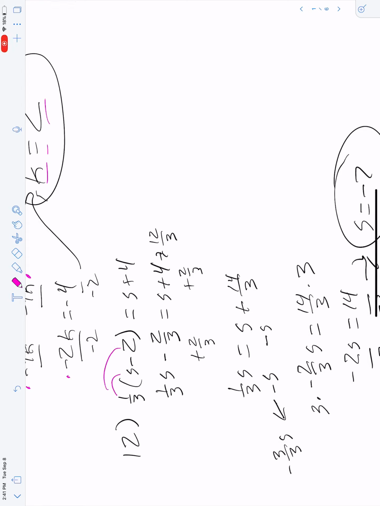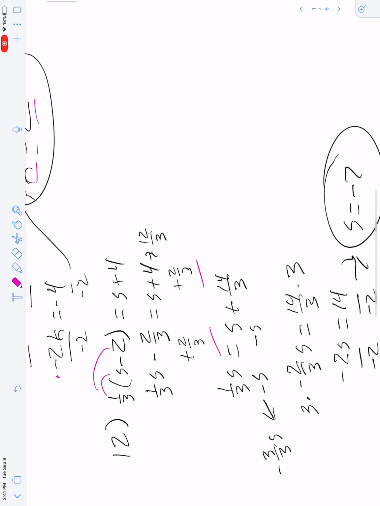I have my 1/3 s minus 2/3. I decide to add 2/3 to both sides. So I know that 4 I need to consider as 12/3. Now, if you don't show this 12/3, that's okay, I understand. But knowing that I need to get my common denominator, I've got 12/3. And then from there, 12/3 plus 2/3, 14/3.